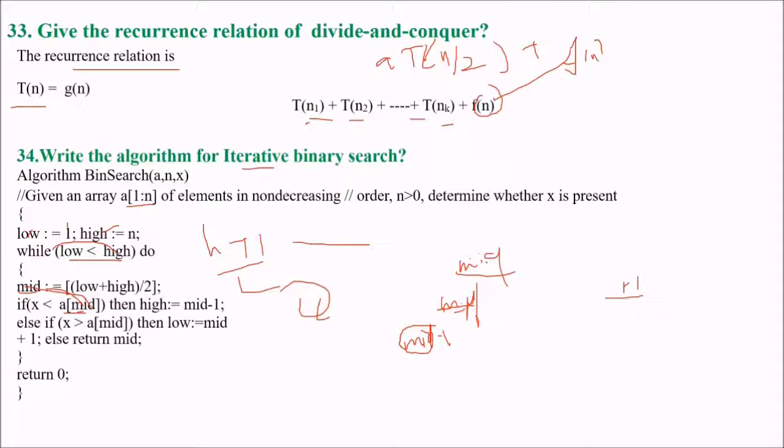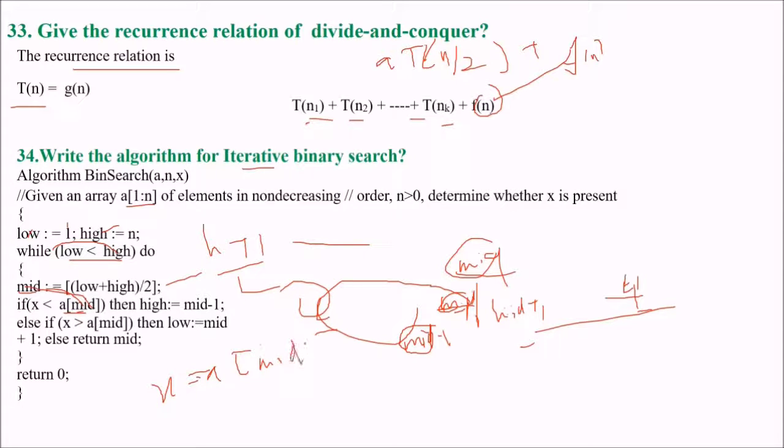But if the value x which needs to be searched is greater than a[mid], then we'll change the low to mid plus 1, because mid has already been checked, so we'll go for mid plus 1. So low will be mid plus 1, and we'll not touch high. There is one more case that we'll check: if a[mid] is equal to x, then you will say success.